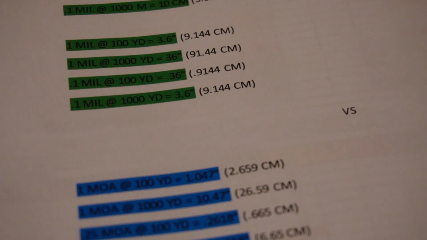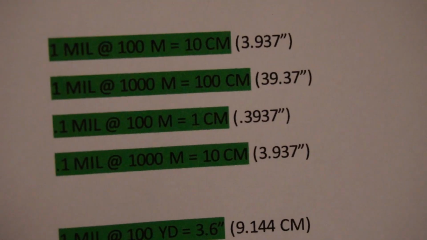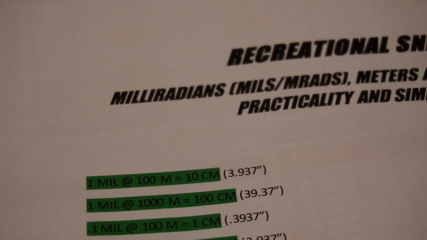One of the things about the metric system that's cool is if you want to range out a mile, it's an even 1,600 meters. But if you want to range out a mile in yards, it's 1,760 yards. It's not an even 100 yard increment. So it's a little weird.